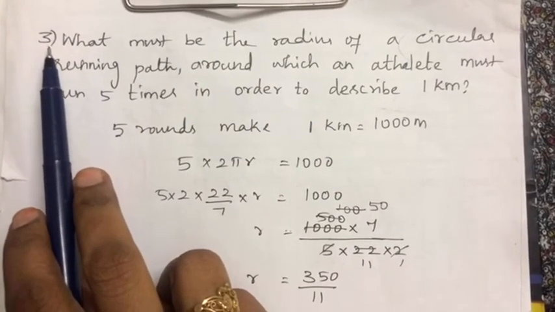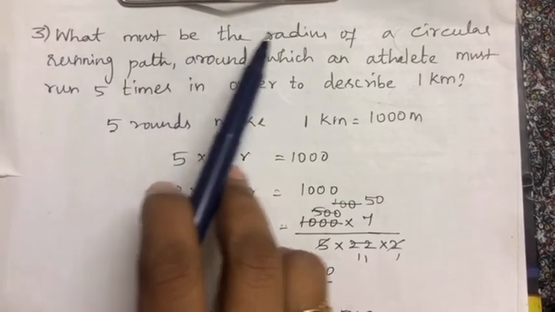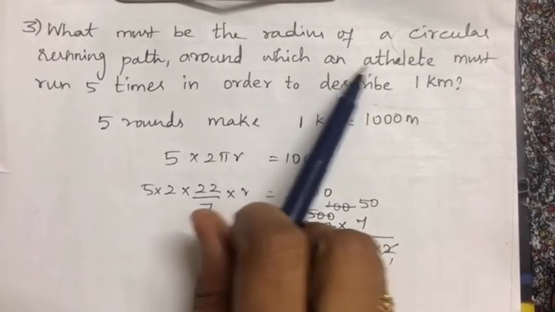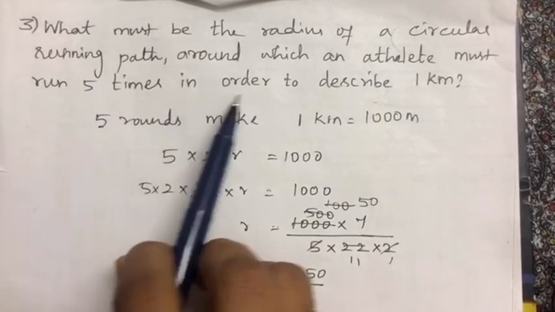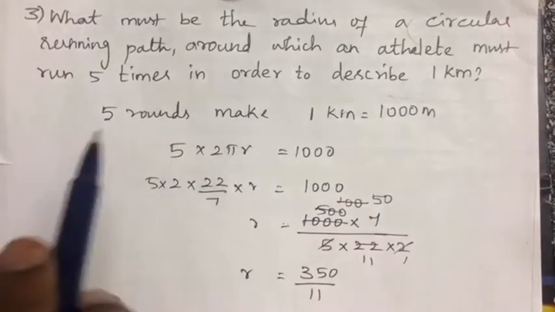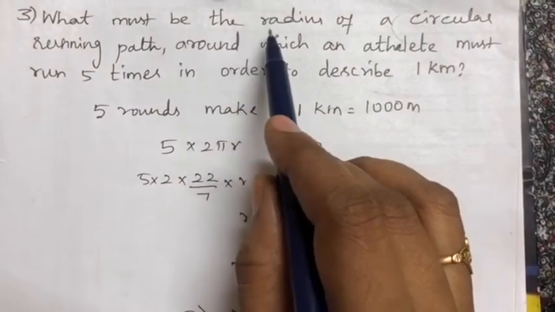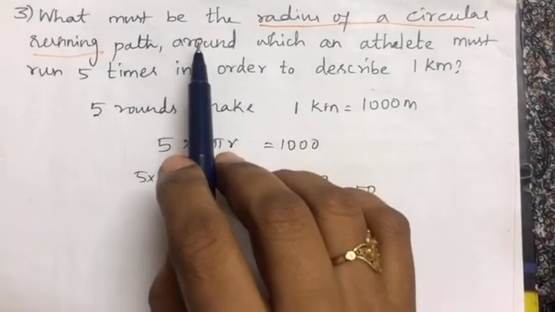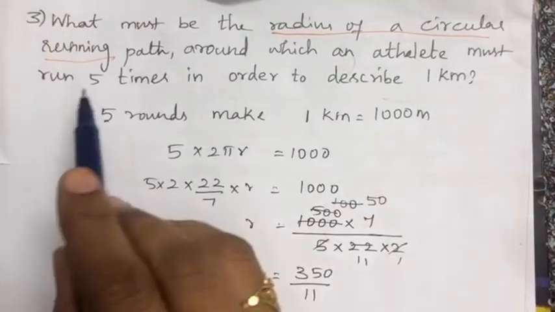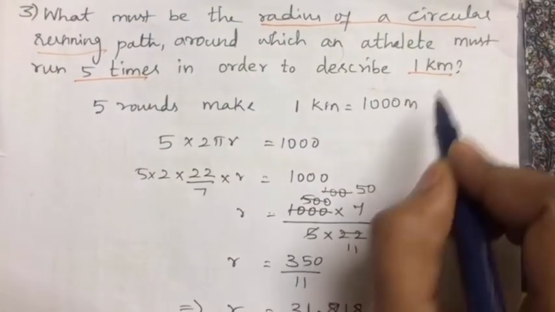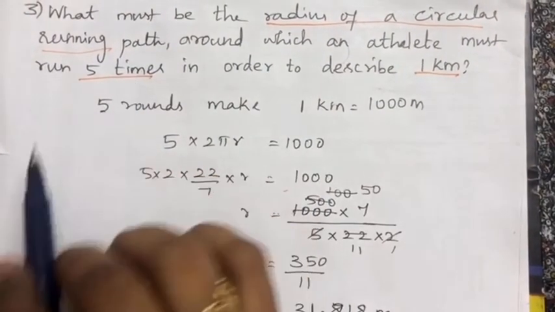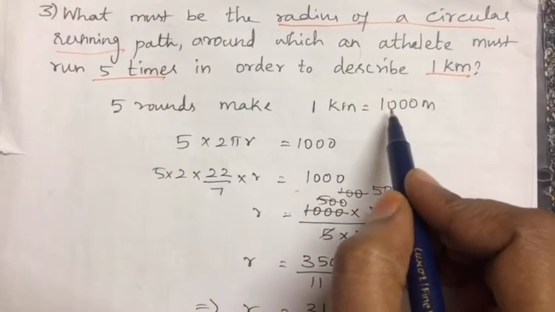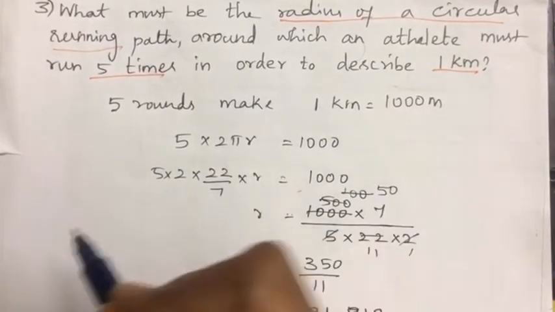Third problem in exercise 3.2. What must be the radius of a circular running path around which an athlete must run 5 times in order to describe 1 kilometer? We have to find the radius of a circular running path. In that, an athlete must run 5 times. To describe 1 kilometer, he has to make 5 rounds. So, 5 rounds make 1 kilometer. 1 kilometer is equal to 1000 meter.